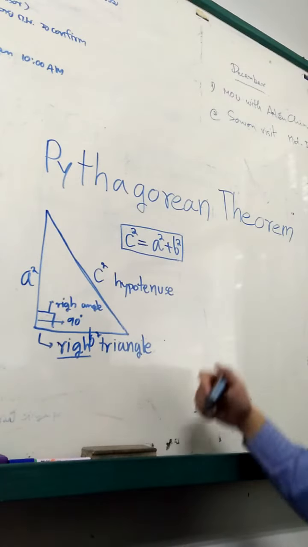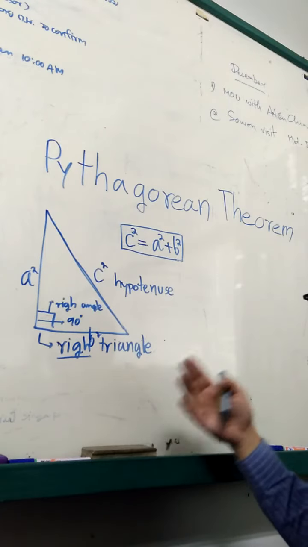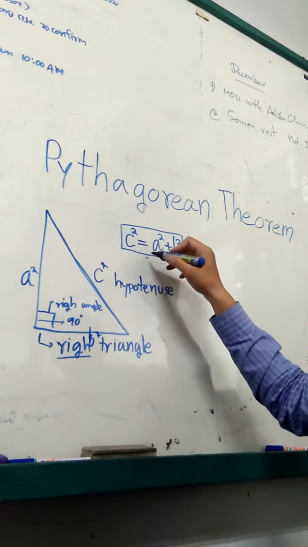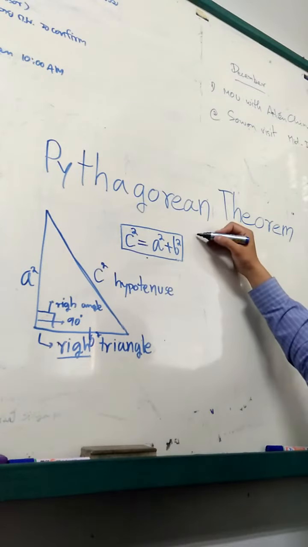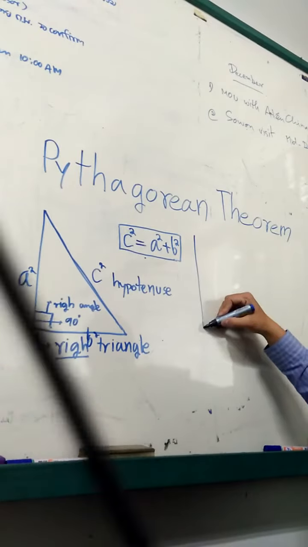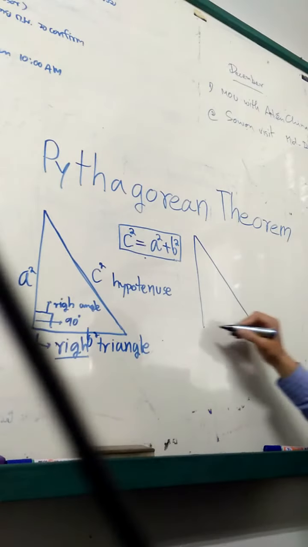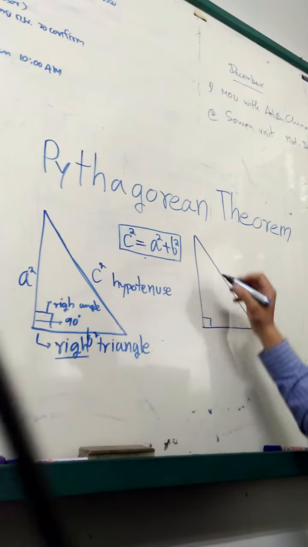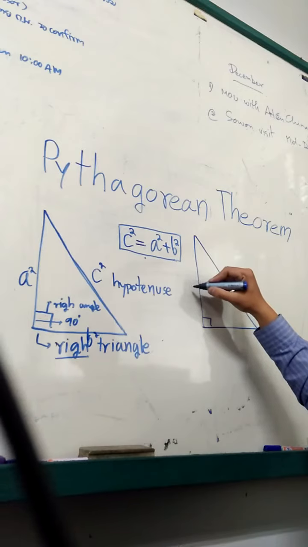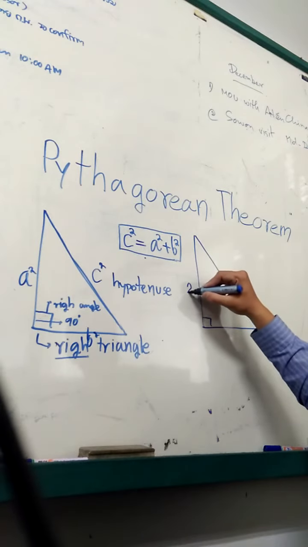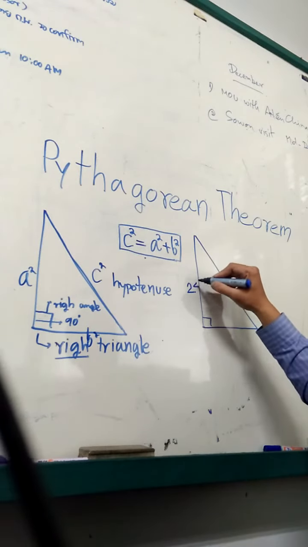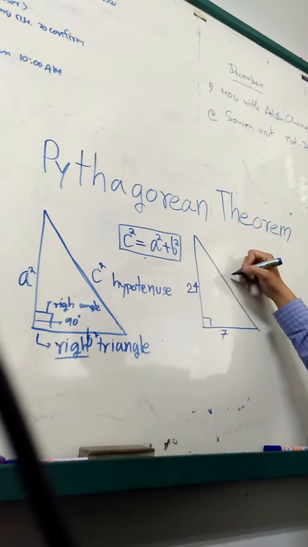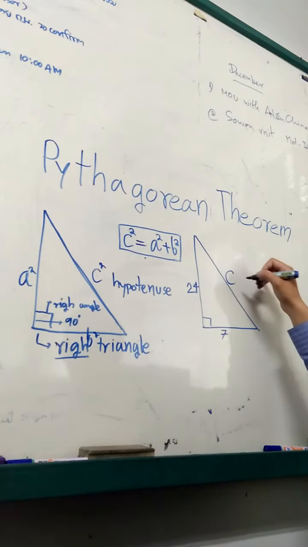Okay, don't be confused. We're gonna learn together and I'm gonna give you the problems and you will understand what this one means. Okay? Right? So suppose we have here a right triangle. This line is 24 and this line is 7 and this line we do not know and we call it C.